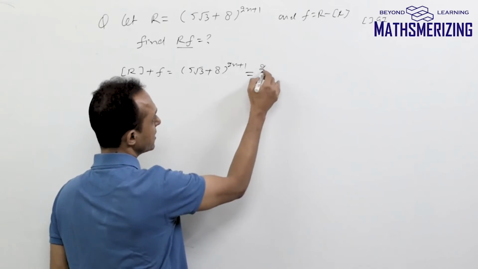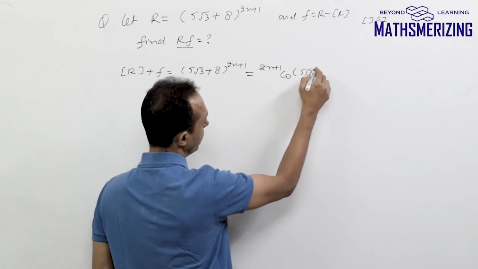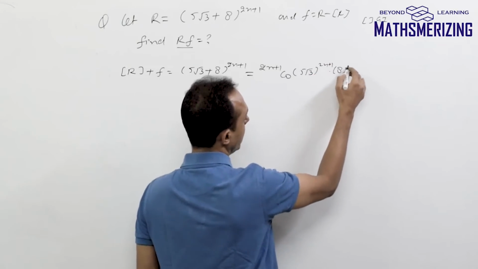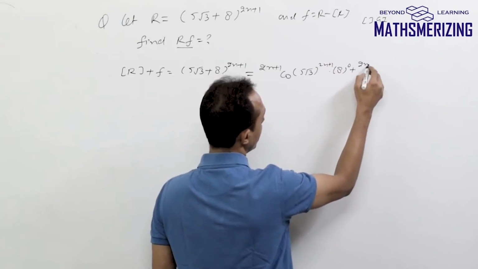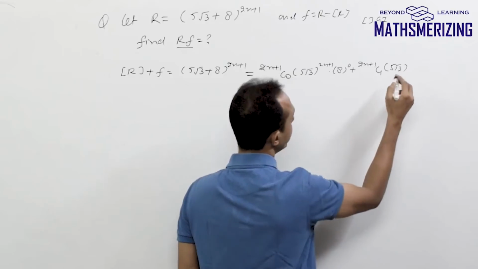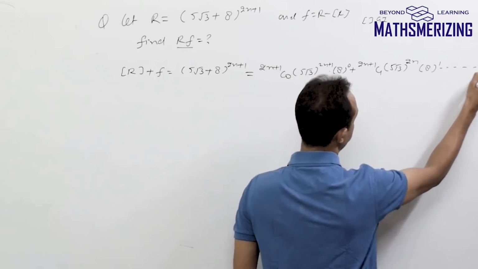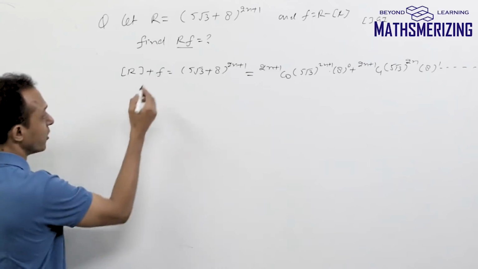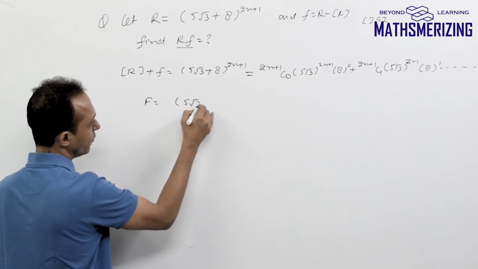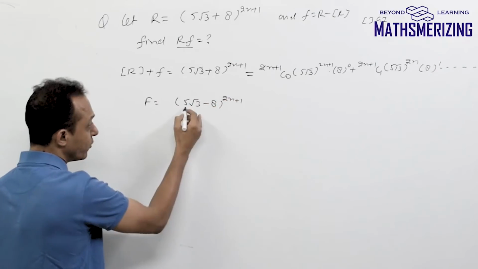and I'll write the binomial expansion, which is 2n plus 1 C0, (5 root 3) to the power 2n plus 1, 8 to the power 0, plus 2n plus 1 C1, (5 root 3) to the power 2n, 8 to the power 1, and it will go on. And I'll also take its conjugate. So now its conjugate will be (5 root 3 minus 8) to the power 2n plus 1.